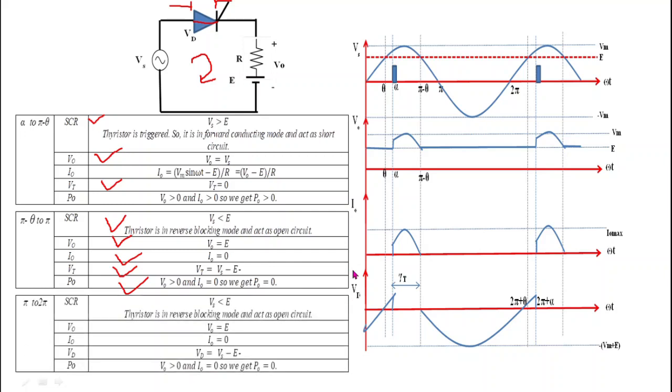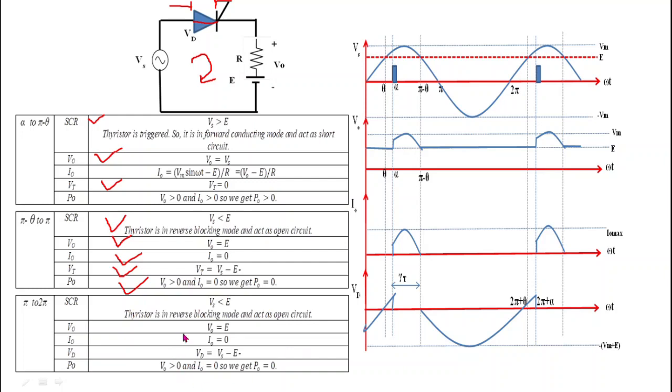Now see the operation from pi to 2 pi. From pi to 2 pi, Vs continues to be less than EMF E. When Vs is less than E and the thyristor is already in off state, then the thyristor will continue its off state from pi to 2 pi. So the thyristor will remain turned off from pi minus theta to 2 pi. Okay, so till this period the thyristor will remain turned off.